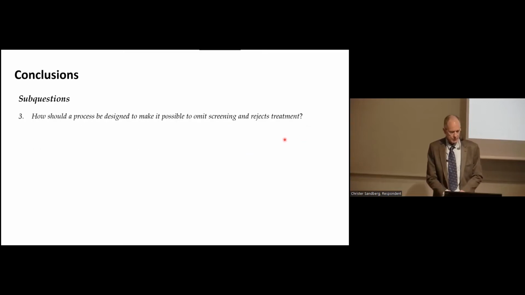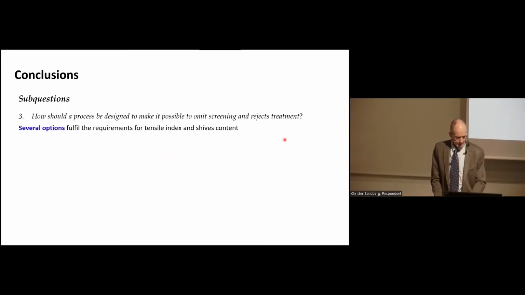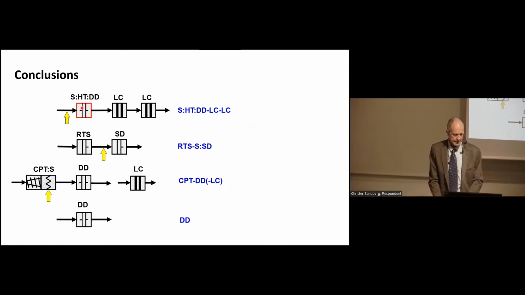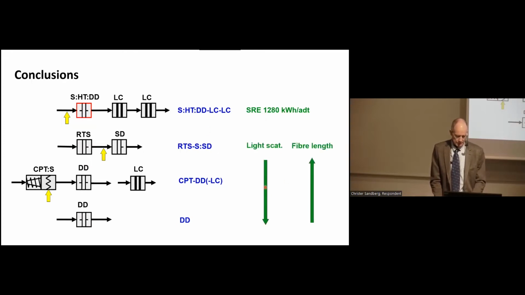And finally, how should a process be designed to make it possible to omit screening and reject treatment? Well, there seem to be several options that fulfill this, and the highest efficiency was attained with this process. The other ones were quite similar, I would say, but they gave somewhat different results, and this needed only 1,300 kilowatt hours per ton refining energy. And there's reduced light scattering and increasing fiber length for these three. So it depends on what pulp quality you want to have in the end.